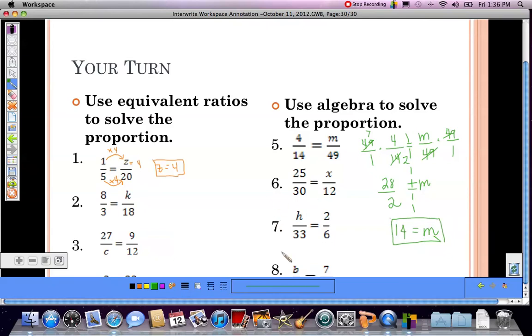So for 6, 7, and 8, you're going to use algebra, use this method to solve the proportions. Remember, we will go over these tomorrow in class, and your teacher will be looking for each of these processes to assure that you did your homework properly. So use mental math for 1 through 4 and algebra for 5 through 8.